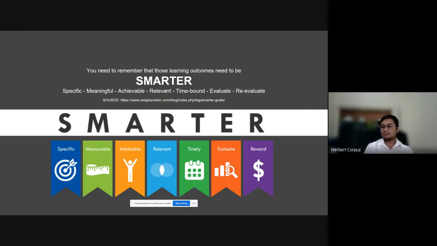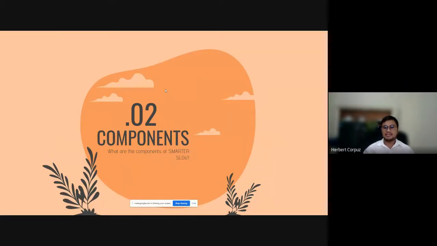When we say re-evaluate, meaning we do a re-evaluation to check whether this outcome should no longer be expected of the students because it's too high for them, or maybe this learning outcome has yet to be improved because it can actually be easily achieved by our students. When we say a learning outcome, it should not be easy to achieve, and it should not be too difficult to achieve either. It needs to be at a moderate level or moderate stage. Okay, so this is what we mean by SMARTER. Learning outcomes have to be SMARTER.